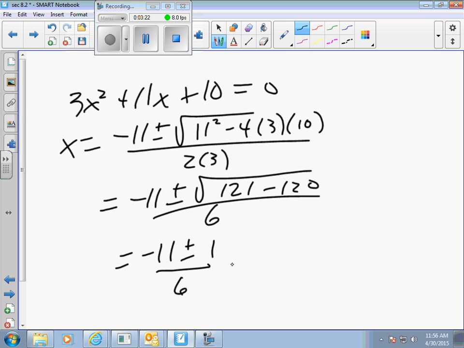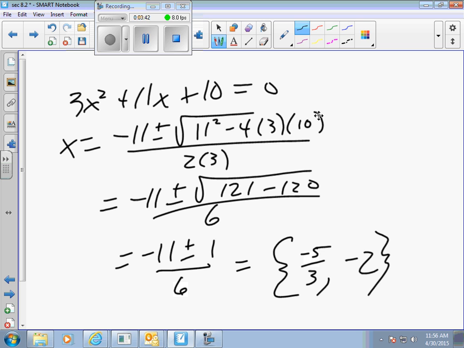Let's simplify that into my two answers. Negative 11 plus 1 is negative 10. Negative 10 over 6 is the same as negative 5 over 3. Negative 11 minus 1 gives me negative 12, divided by 6 is negative 2.